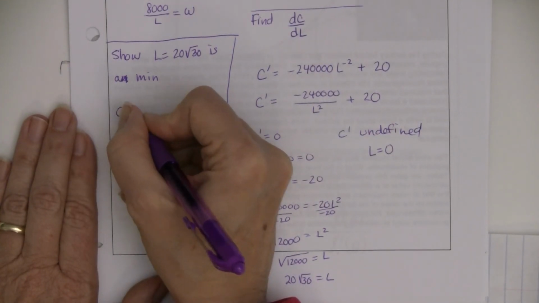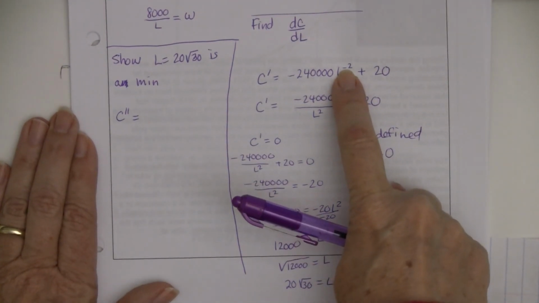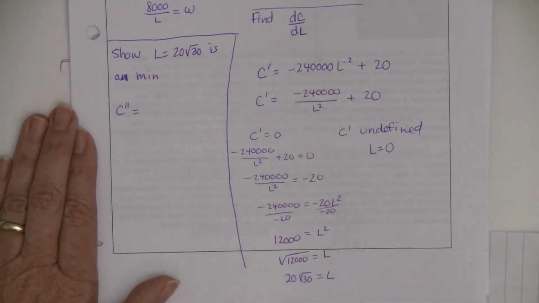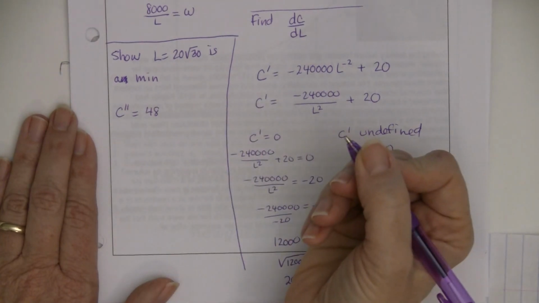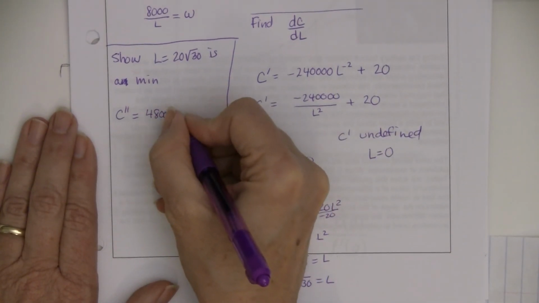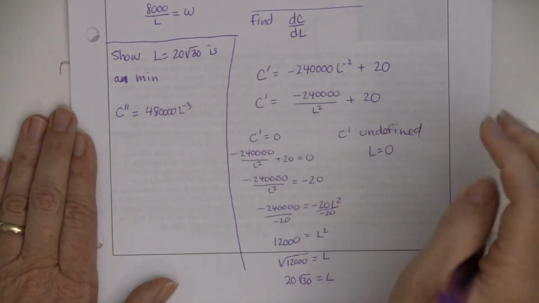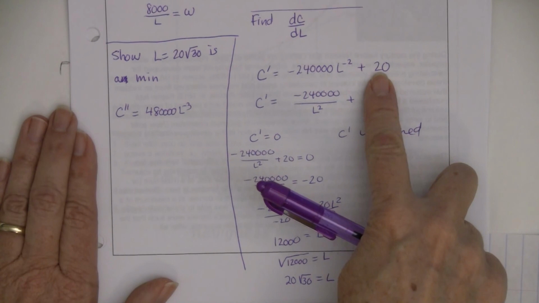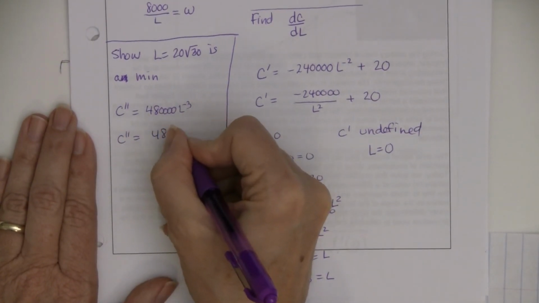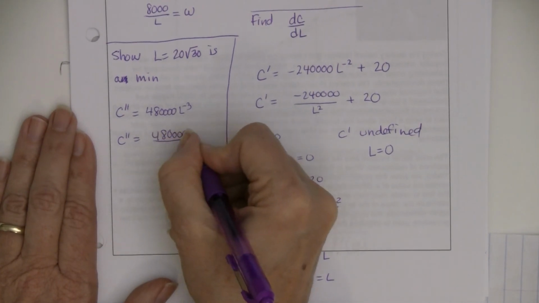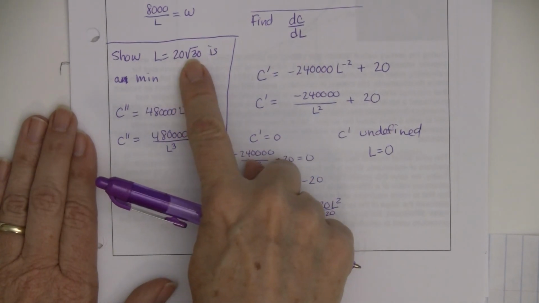So C double prime would equal, and this would be a negative 2 times a negative 240,000. So that's going to be a positive 48, 1, 2, 3, 4 zeros, right? And then that's going to be L to the negative third, and then the derivative of 20 is 0. So my C double prime is equal to 48 with 4 zeros over L to the third. And we're going to be putting L in as 20 square roots of 30.